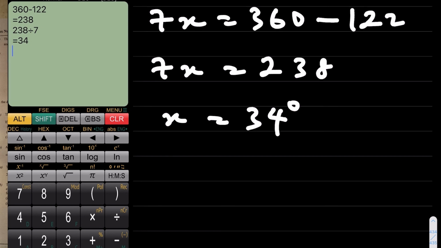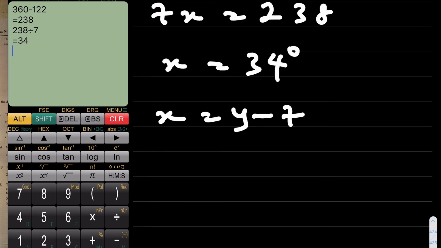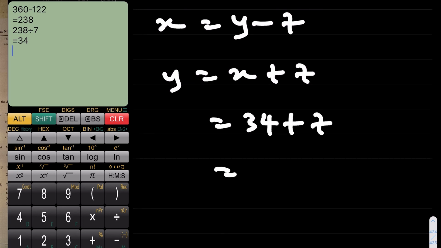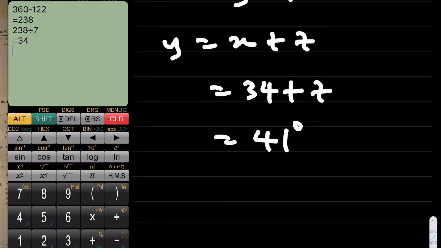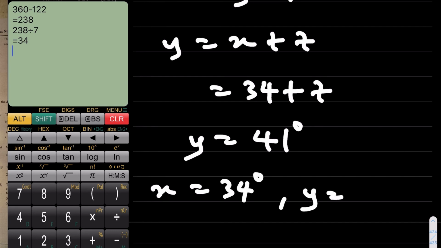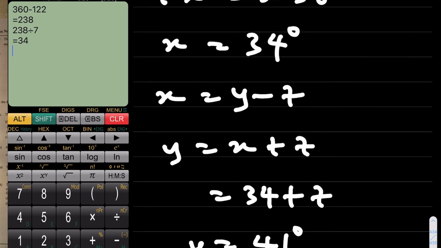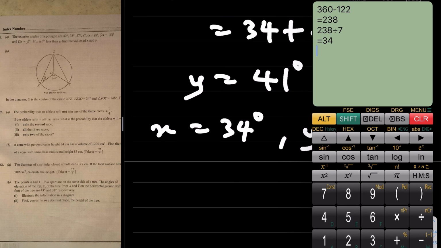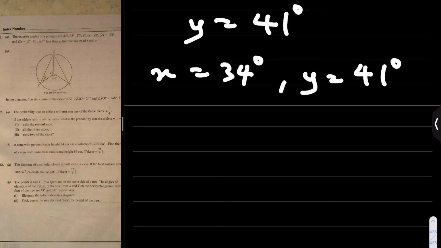That simply means x equals y minus 7, and that means y equals x plus 7, which is 34 plus 7. And that's 41 degrees. So that means x equals 34 degrees and y equals 41 degrees. And that answers question A. Now to question B, 11B.